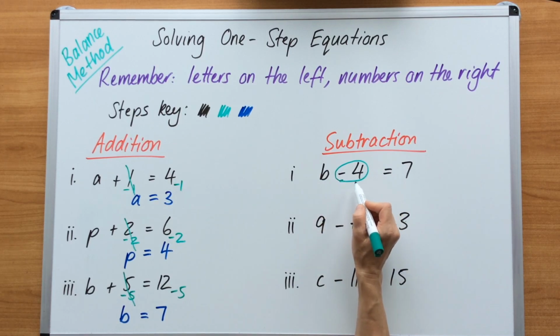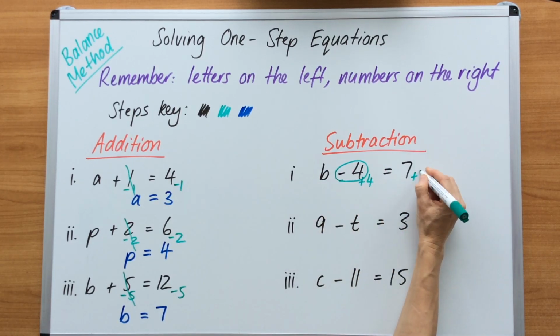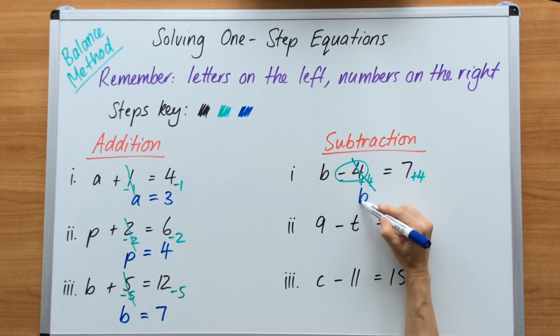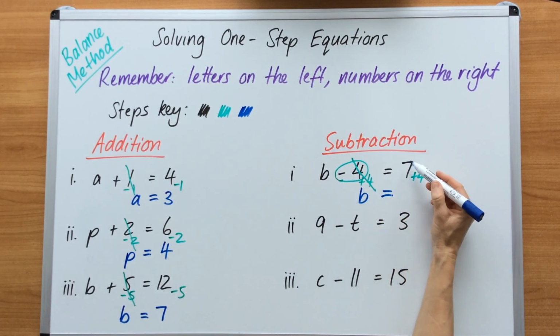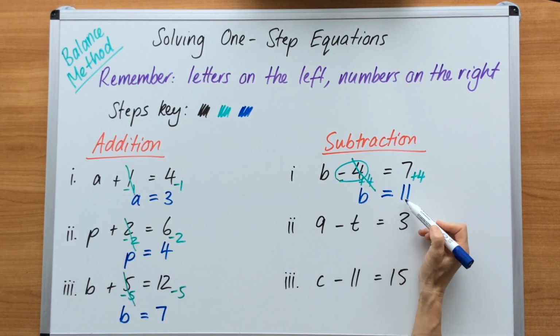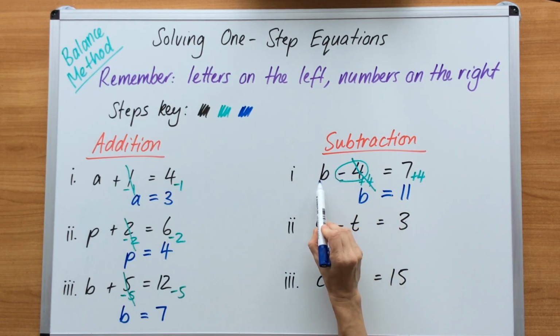I don't like this negative 4. Opposite of negative 4 is plus 4, and what you do to one side, you must do to the other. We know that negative 4 plus 4 cancels out into 0. Okay, we drop the b equals, and we solve this. 7 plus 4 equals 11. If I substitute the value of b, which is 11, into this equation, okay, it will be 11 minus 4 equals 7, and that works.